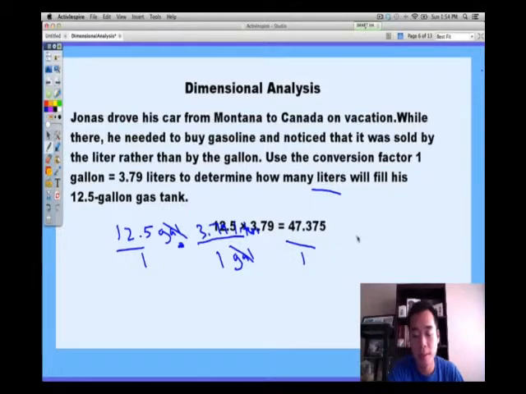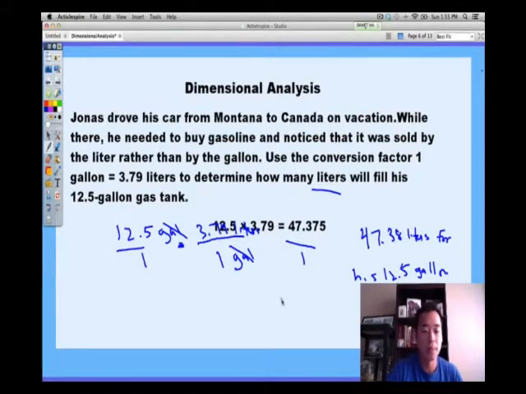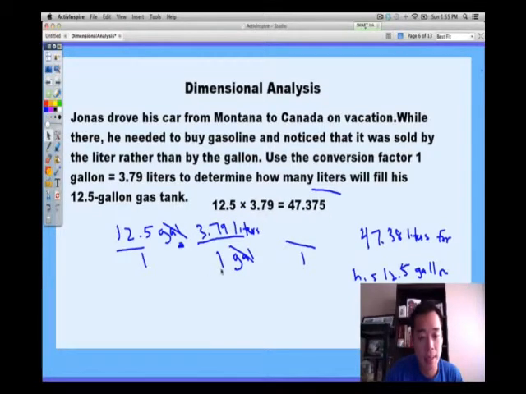So my final answer is 47.38 liters for his 12.5 gallon tank. Look at my dimensional analysis. See how quickly gallons cancels out.